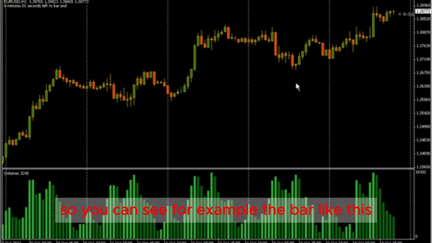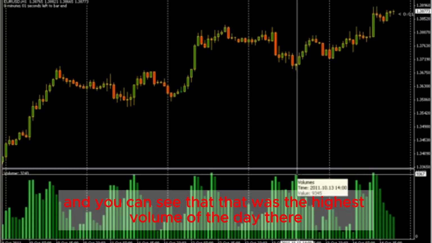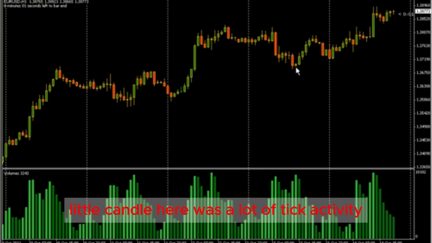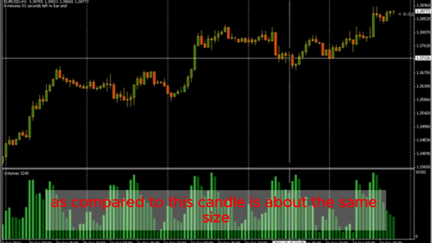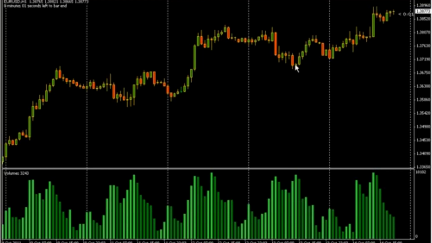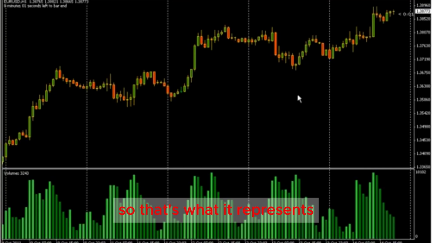So you can see, for example, in a bar like this, which is a candle like this, which is relatively small, that was the highest volume of the day there. So we know that during this little candle here, there was a lot of tick activity. Price was changing a lot, as compared to this candle, which is about the same size, and you can see a much lower volume. So price wasn't changing as often. So that's what it represents.